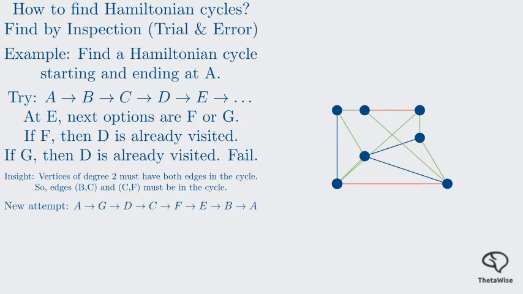From F, we can go to E or G. Since G is already visited, we go to E, and from E, we go to B. From B, we must return to A, which we can do. This works. We have our cycle. We have found a Hamiltonian cycle.